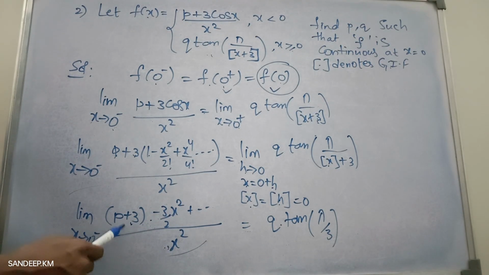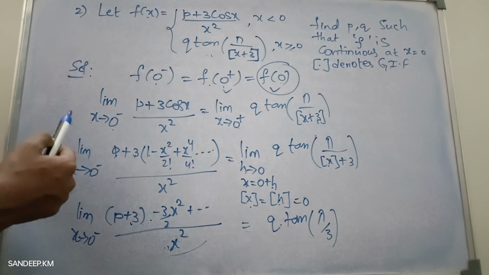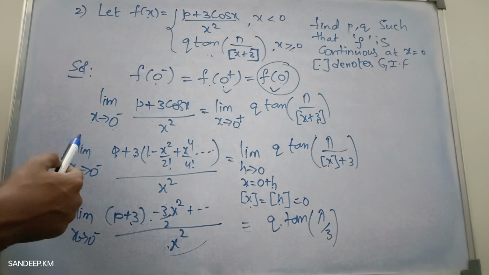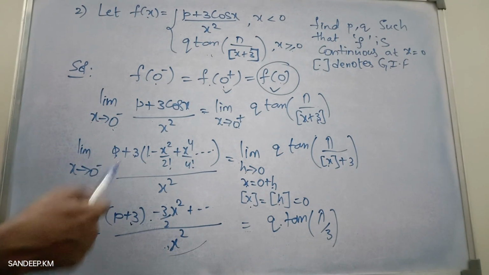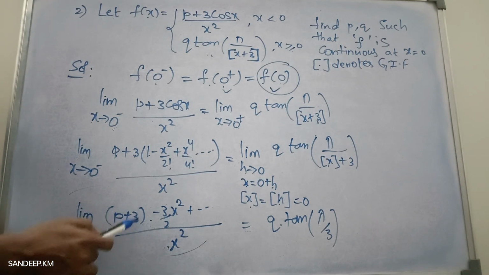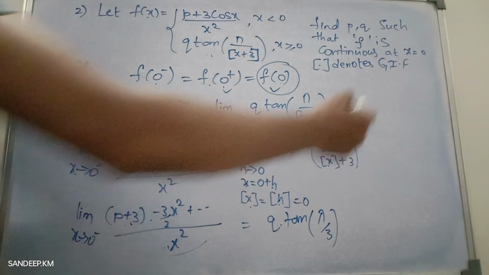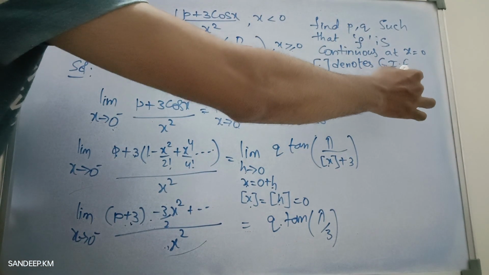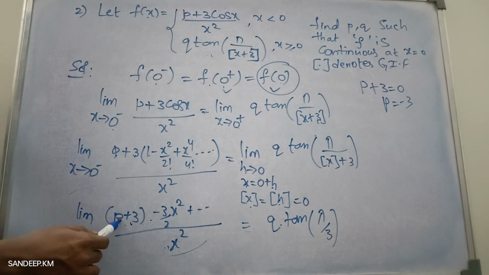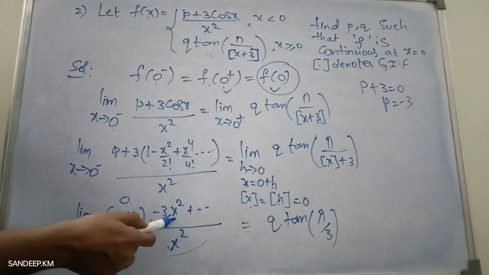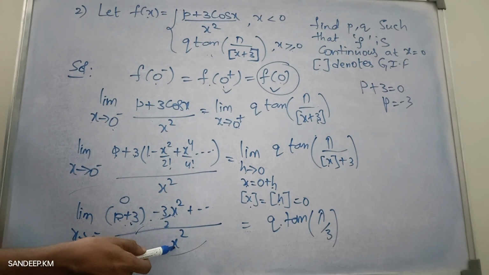In case you want more clarity, check out the topic of finding limits using expansions in the playlist of limits. Anyhow, the constant must be 0, which means p plus 3 is equal to 0 and p is equal to minus 3. So p plus 3 will become 0. This is gone.